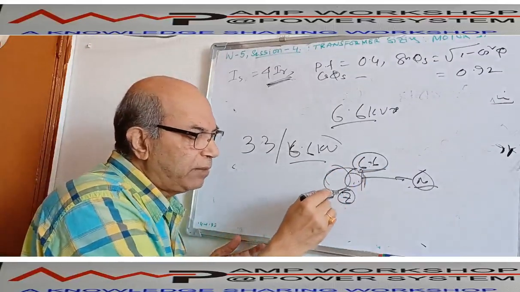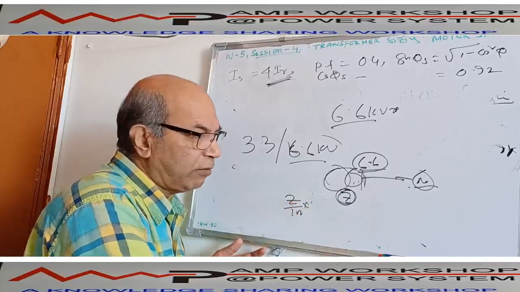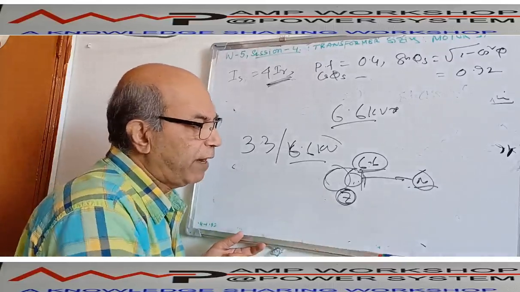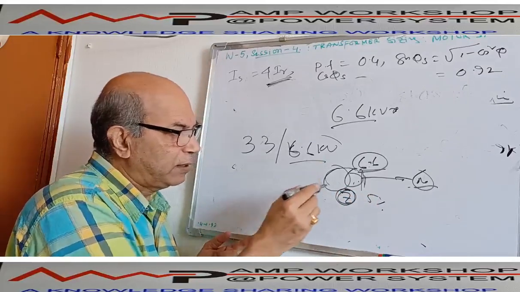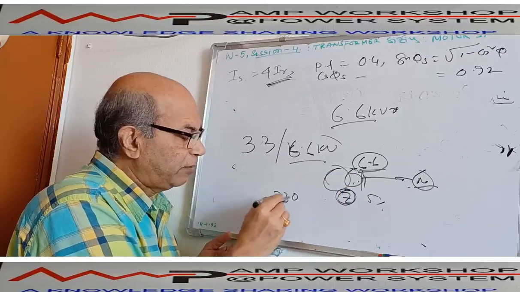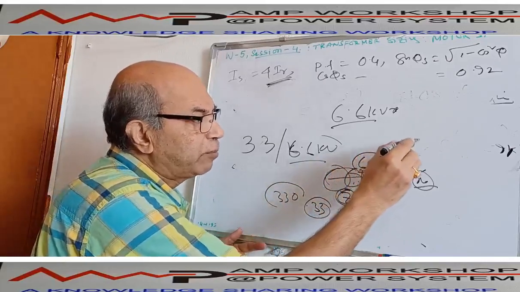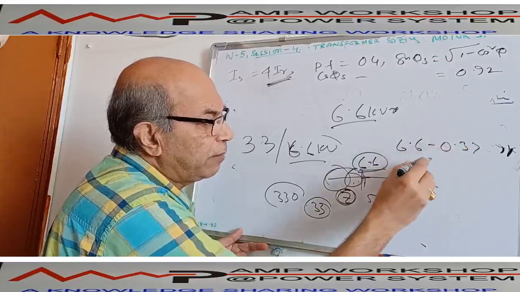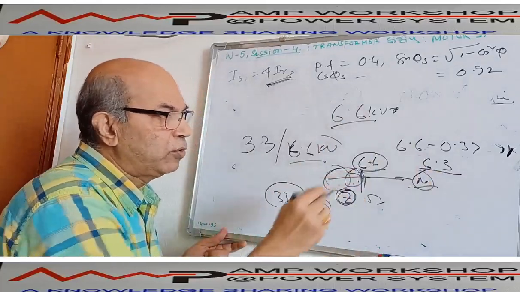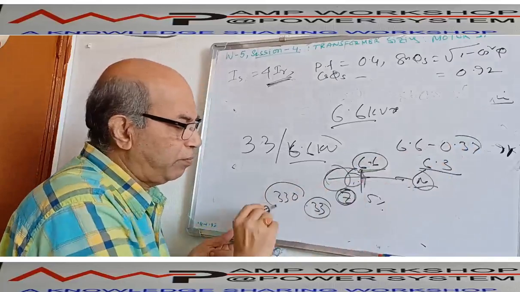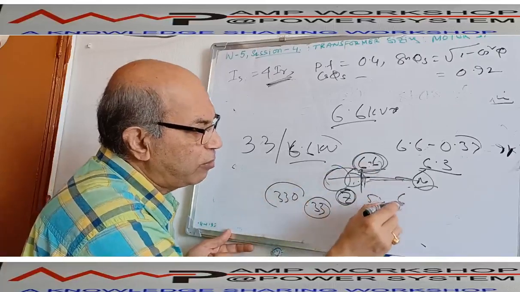So if the Z percent voltage drop is over there, then Z by 100 into 6.6, we can calculate how much voltage drop will be here. Suppose this transformer is 5% impedance. That means how much voltage drop in 6.6 kV? 5% of 6.6 kV is 330 volts, 0.33 kV voltage drop. That means if the transformer is fully loaded, we will get 6.6 minus 0.33, approximately 6.3 kV. So if we don't allow for this voltage drop, then during full load condition the transformer, instead of 6.6 kV, will give you 6.3 kV.